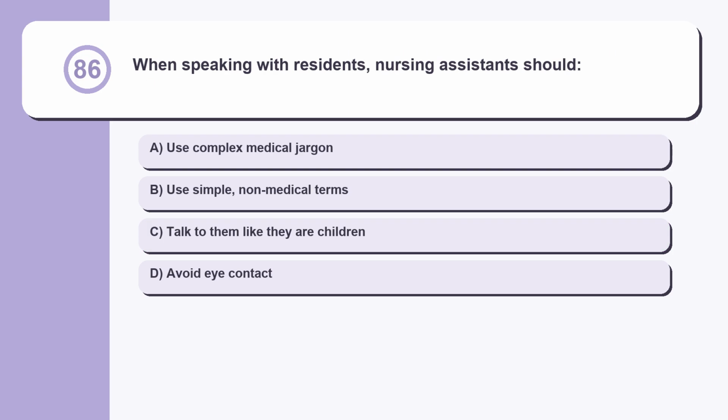Question 86. When speaking with residents, nursing assistants should use complex medical jargon, use simple, non-medical terms, talk to them like they are children, avoid eye contact.